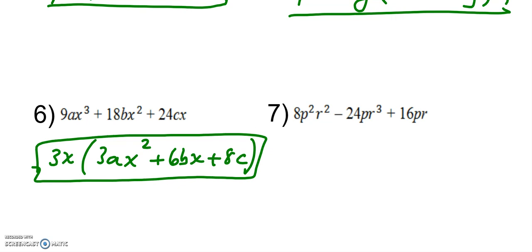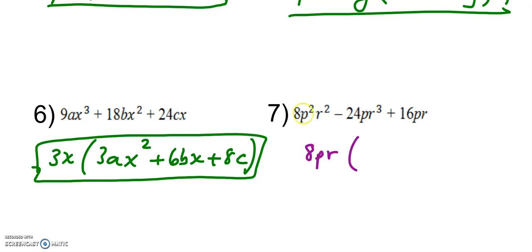And number 7, switch up the color. If I look at this term, and this term, what is the biggest number I can take out of 8, 24, and 16? Well, that is actually the number 8 itself. When I look at p squared, p, and p, the smallest exponent is just a singular p. If I look at r squared, r to the third, and r, the smallest exponent is r.